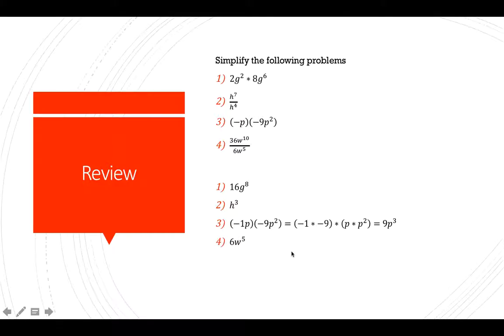And then finally, for the fourth one, we would have 6w to the 5th. 36 over 6 gives us the 6. Then w to the 10th over w to the 5th power. Using the quotient of powers property, we would have w to the 5th.